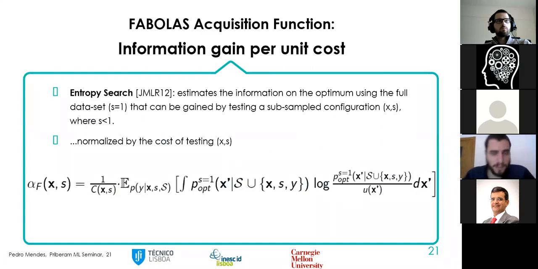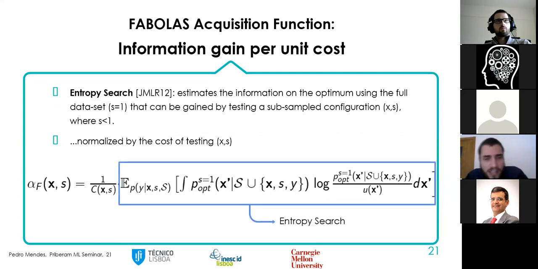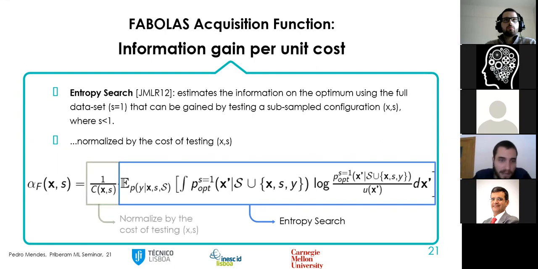And in Fabolas, a new acquisition function was proposed, called information gain per unit cost. It extends the previous work, entropy search, that tries to estimate the information about the optimal distribution using the full dataset that can be gained by testing a configuration X using a subsample dataset S. And they normalize it by the cost of testing that configuration. This way, this acquisition function is able to select cheaper configurations that use subsample datasets.